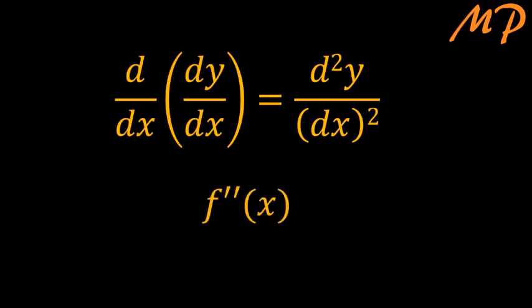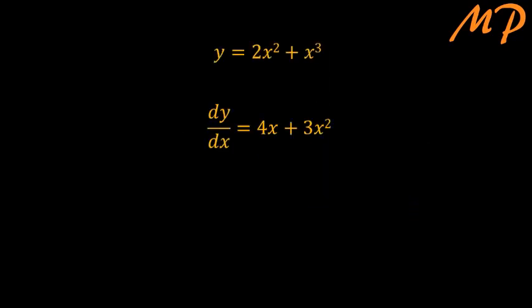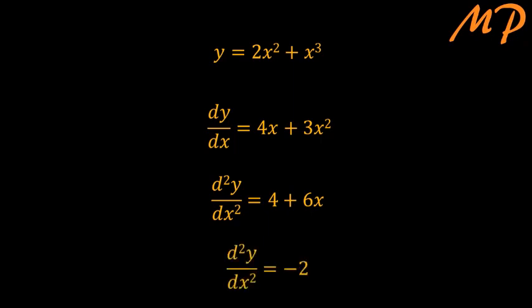As an example, let's use the same graph we worked with before, and let's try to find the change in gradient when x is minus 1. We know that dy by dx is equal to 4x plus 3x squared, so if we differentiate that, then we get 4 plus 6x. When we substitute minus 1, then we get minus 2.